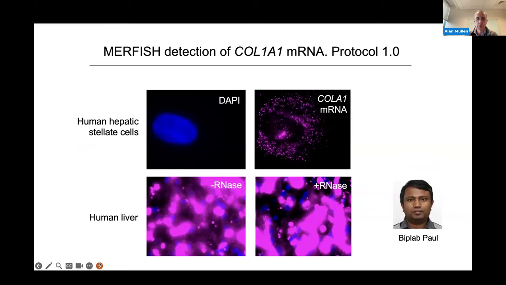I like to start with this slide just to give an idea of some of the difficulties in transferring the MERFISH protocol to human liver. In the very beginning, Biplap, who was a postdoc in the lab, took the protocol and applied it first to hepatic stellate cells, looking at the top, and just tried to probe for a single transcript. In this case, he's looking at COL1A1 messenger RNA. It told us that the protocol was working fine and all the reagents were active. And when he went to do this in human liver, he saw a very different result.